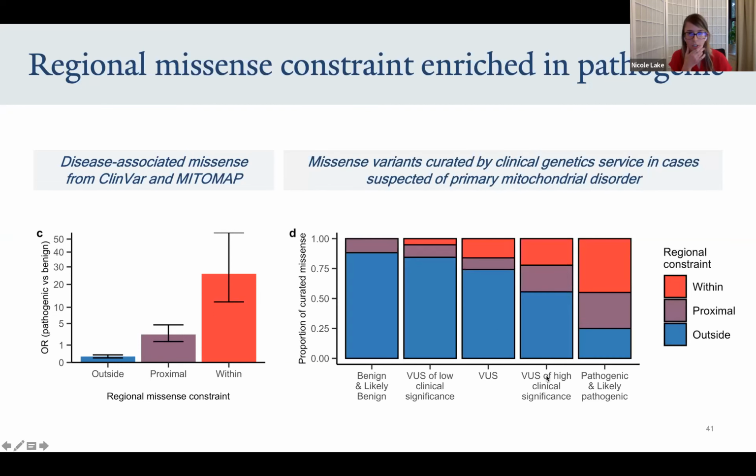And when we assessed across a group of variants that were curated by a single clinical genetic service, in cases that were suspected of primary mitochondrial disease, so this is actually the service I used to work for, what we could see is that the proportion within or proximal to regional constraint also correlated with classification. So for example, we can see pathogenic and likely pathogenic have the highest proportion within regional constraint compared to benign and likely benign, where there is actually not any in regional constraint. So this corroborates the data from ClinVar and MitoMap.